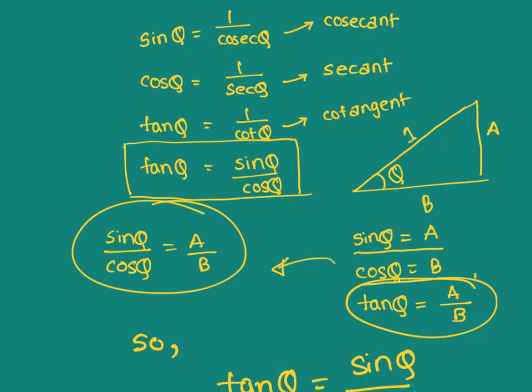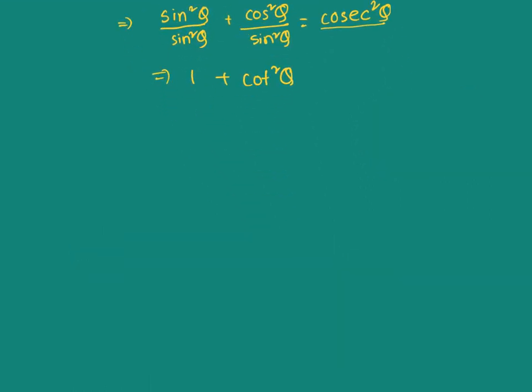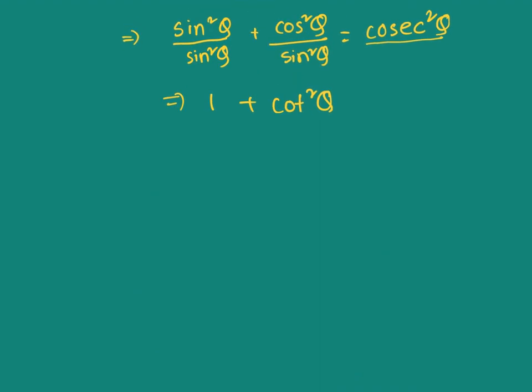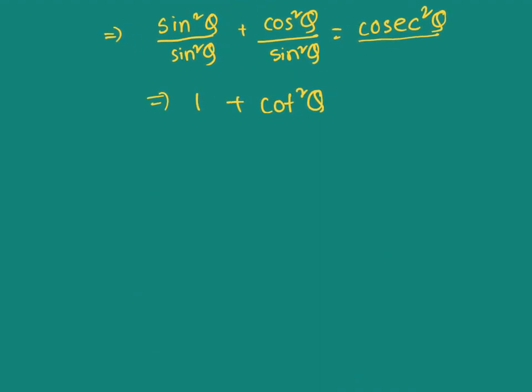Tan theta is sine theta by cos theta. So cos theta by sine theta would be 1 by tan theta, right? And 1 by tan theta is cot theta. So we can just simply say that cos squared theta by sine squared theta is cot squared theta. So we found our second identity, that is 1 plus cot squared theta is equal to cosec squared theta.